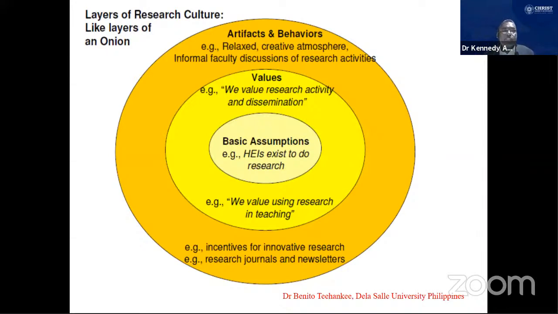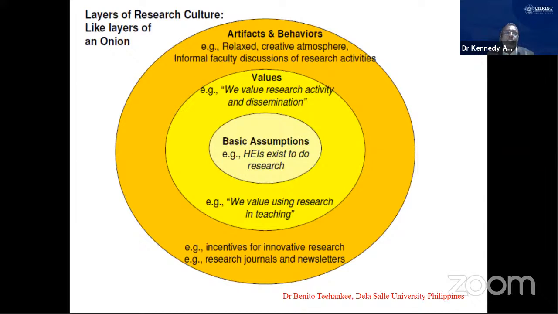Basic assumptions: higher education exists to do research. That's a basic assumption. If the national policy is talking about it, it has already been well said from times immemorial. Values: we value research activity and dissemination. What are artifacts and behaviors? They are relaxed, creative, collaborative, informal faculty discussion of research activities. Why is the classroom inquiry based, or at least partly inquiry based?